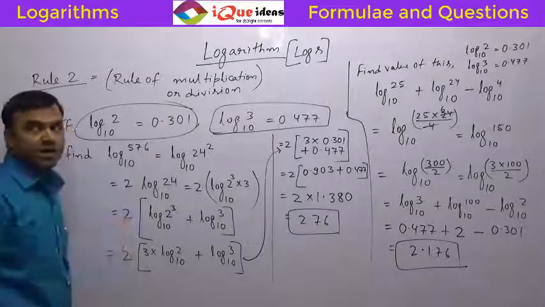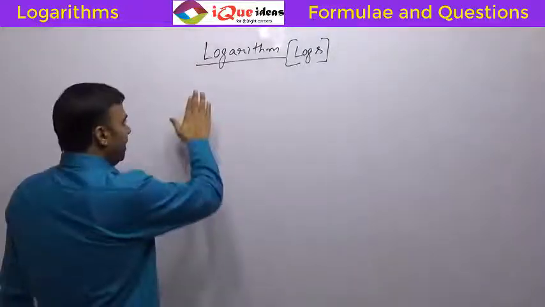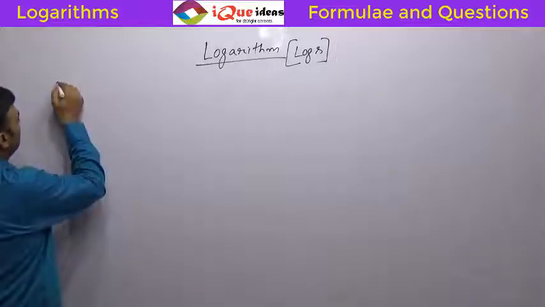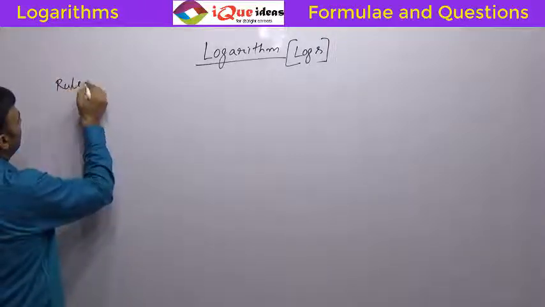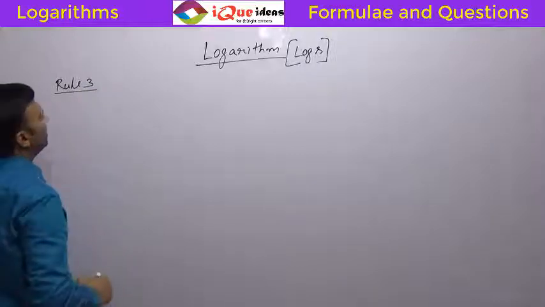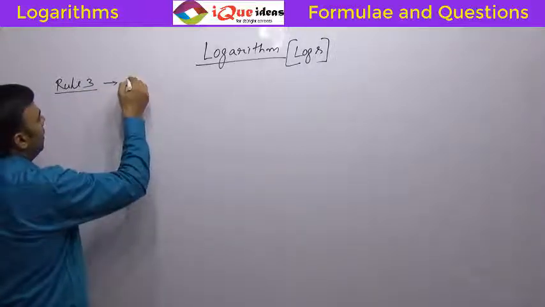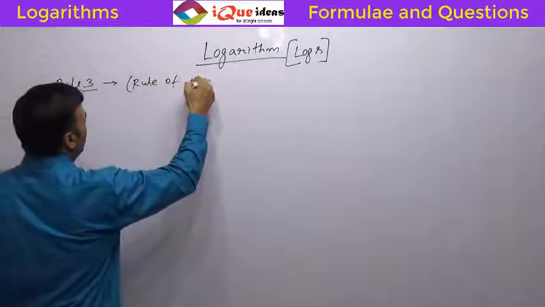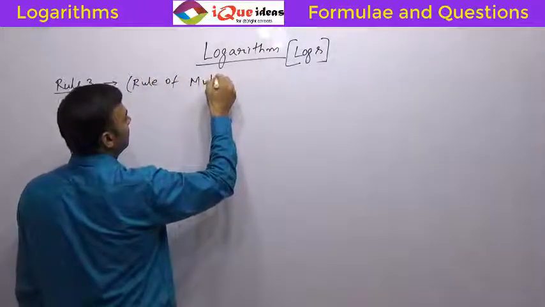These values must be given. Alright. Now we'll move on to the next rule. It's a very important rule, that is rule 3. And this is called the rule of multiplication of logs.